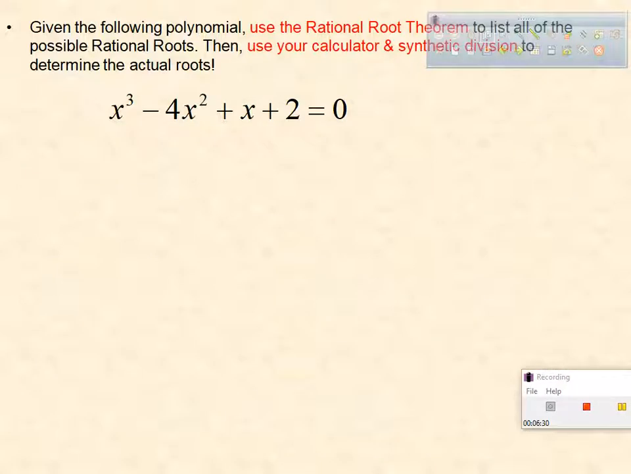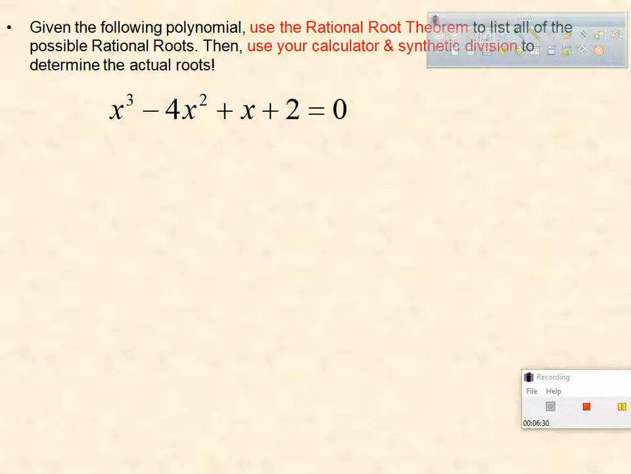So go ahead and take a second, and if you want to in the video, write it down. You've got x cubed minus 4x squared plus x plus 2. Now, I'm going to go through all the steps with you, and then some of y'all might want to skip some steps, but I'm going to go through all the steps with you.